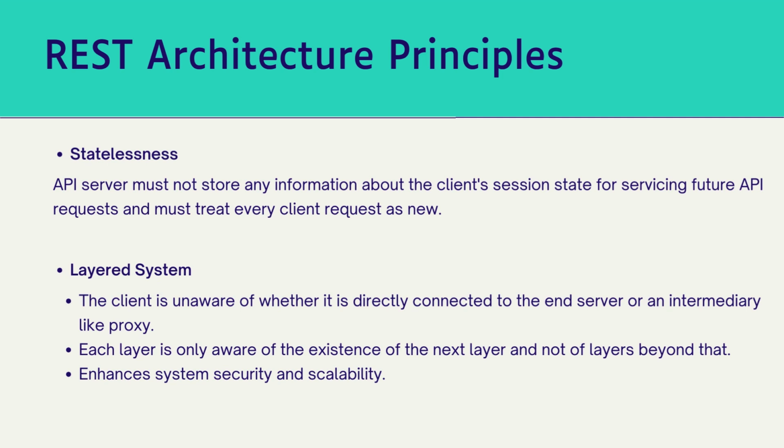The client is unaware of whether it's directly connected to the end server or to an intermediary like a proxy. From the client's perspective, it's connected directly with the end server and has no knowledge of the intermediaries along the way, like proxies and gateways. Also, each layer is only aware of the existence of the next layer and not of the layers beyond that. This layered structure improves system security and scalability.